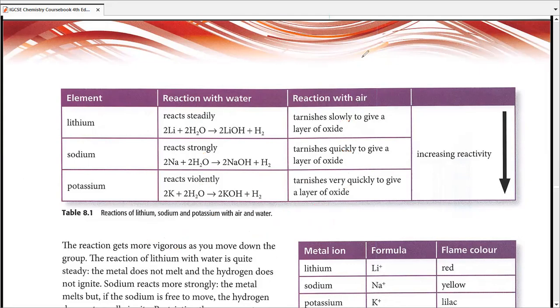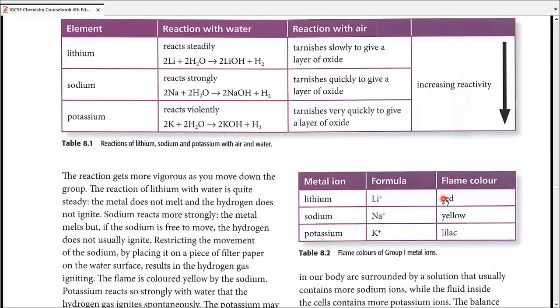Not just that, the ions actually give specific flame colors. Whenever you put lithium ions in a flame, the flame is going to turn red. For sodium, it is going to turn yellow. For potassium, it is going to turn lilac. Lilac is close to purple, but I always ask my students to go with the exact color and not write purple. Purple is just there for your understanding, so you would know what lilac looks like, right?